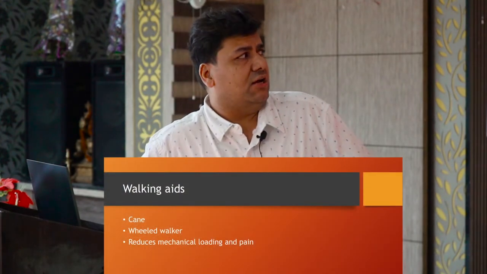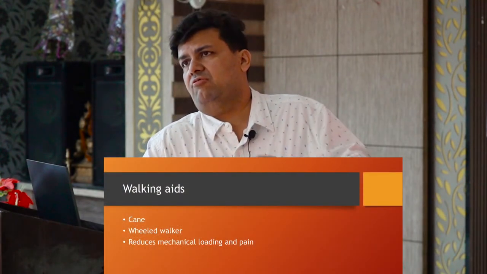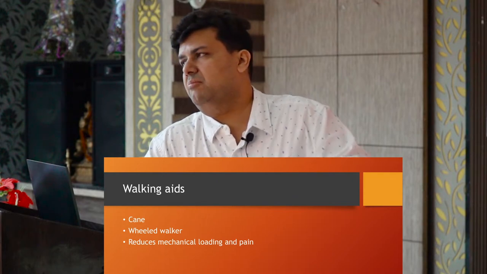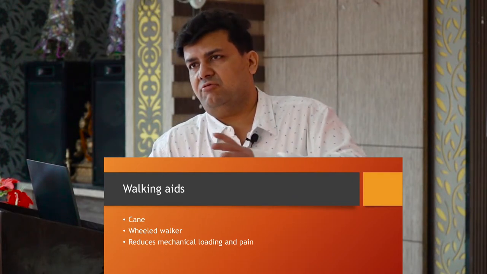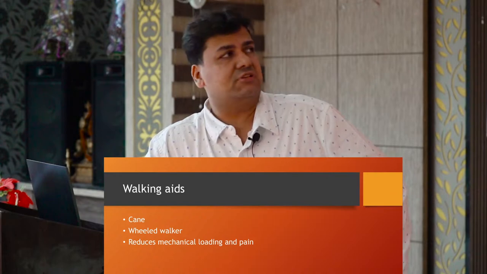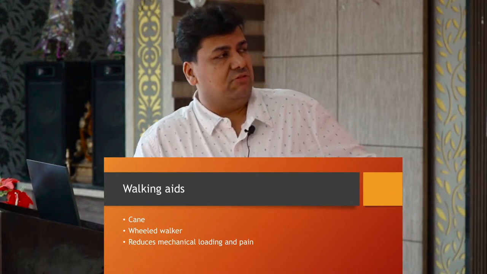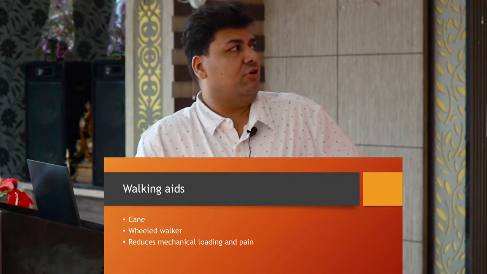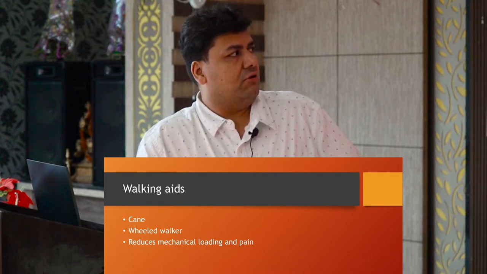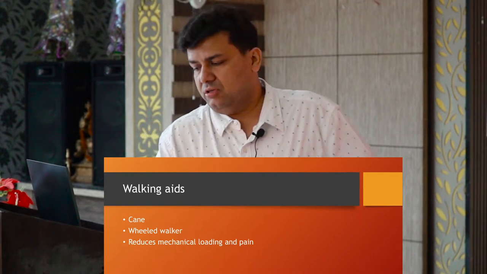Walking aids. If the pain is getting severe, you can ask the patient to take a cane. It will help. Some weight will be taken by the cane, relieving the knee of some pain. In severe cases, you can go for a wheeled walker also. It reduces the mechanical loading on the knee joint and the pain.